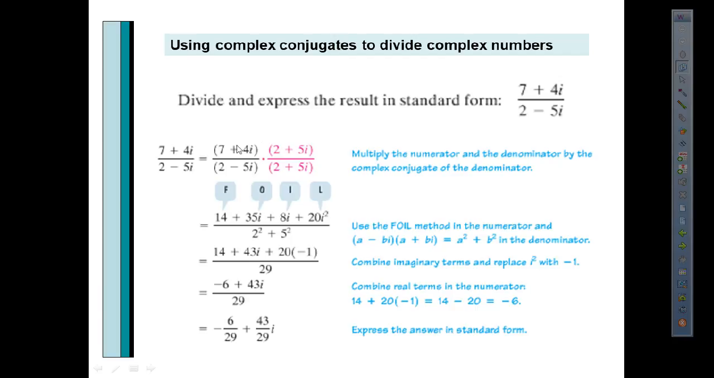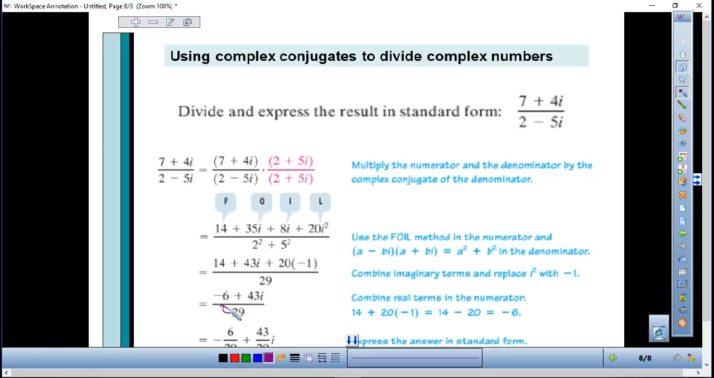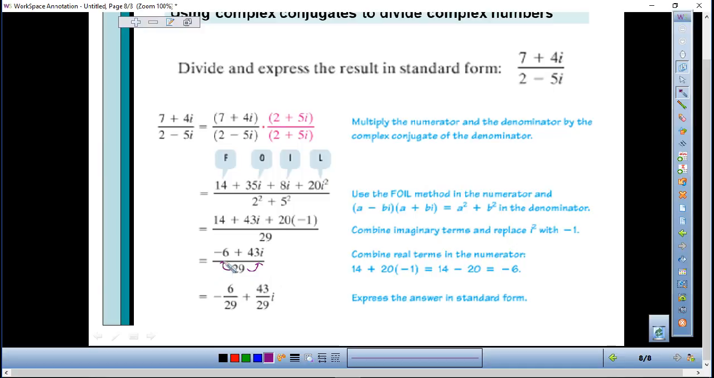So you're going to have to FOIL it out on top, and you're going to get this, and you're going to have to FOIL it out on bottom, but the shortcut is you're going to get 2 squared plus 5 squared. Well, 4 plus 25 gives you 29. And we simplify everything on the top, and you're going to get negative 6 plus 43i over 29. And then what you're going to do here is take that 29 and divide it into both terms on top.